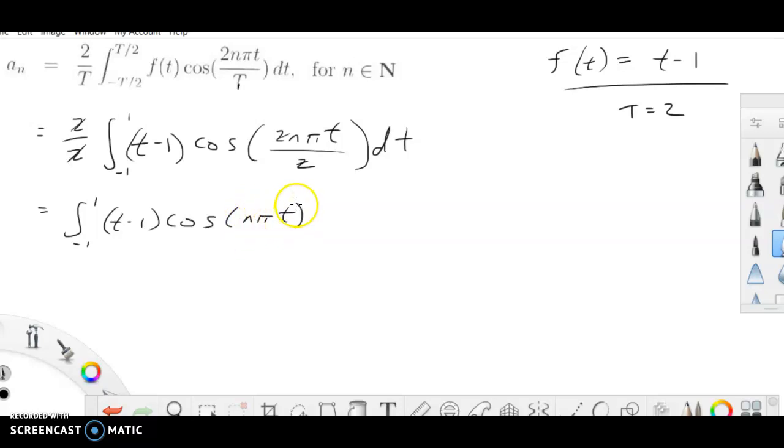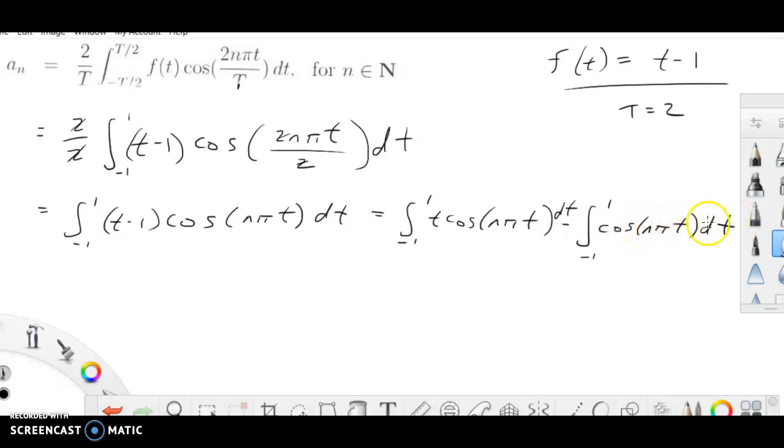n pi t dt. And again, we can separate them out into two pieces. We can distribute this: t times the cos and minus 1 times the cos. So we end up with this one here, t times cosine n pi t, and then we have minus 1 times, so minus, there should be a dt in there, minus 1 down there, and that's going to be cosine n pi t dt.